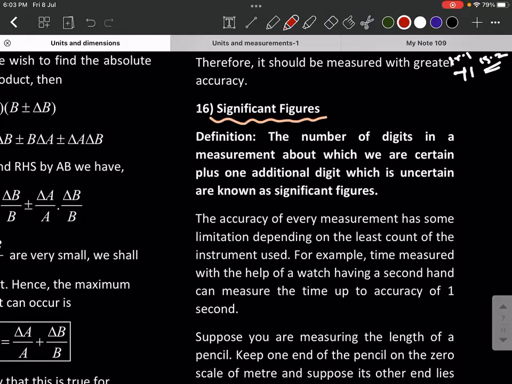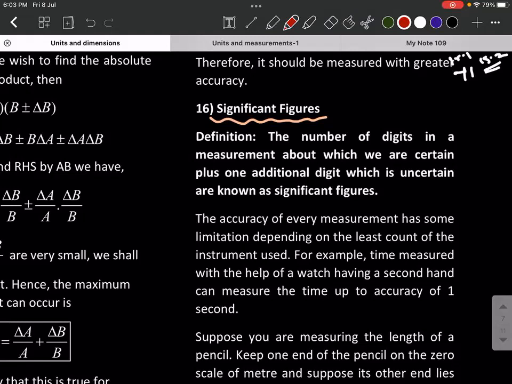For example, I'll take a simple case. If I ask you to measure the length of an object, you are in school, so what is the tool you are going to use? You use the 15 centimeter scale because it is easier to carry. For example, I give you this pencil and ask you to measure its length. You will put its end at the zero and take the measurement.